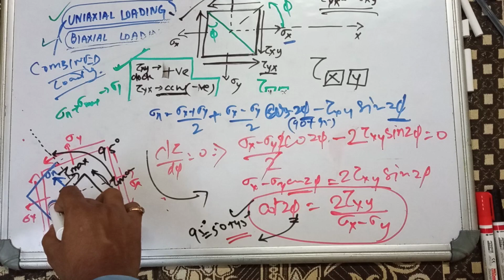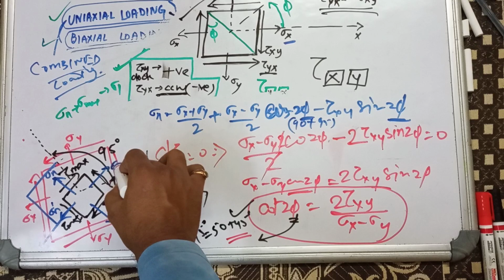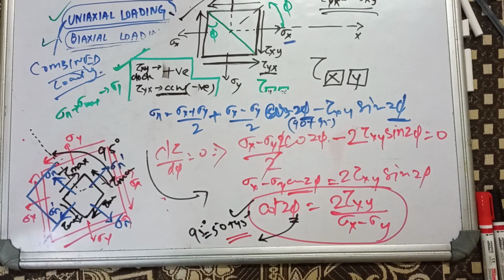Let it be sigma n dashed. So this will be sigma n, and this will be sigma n dashed. Is it clear to you? So normal stress is not zero at the plane where shear stress is maximum, but shear stress is absent at a plane where the normal stress is maximum. So this was all about combined loading.